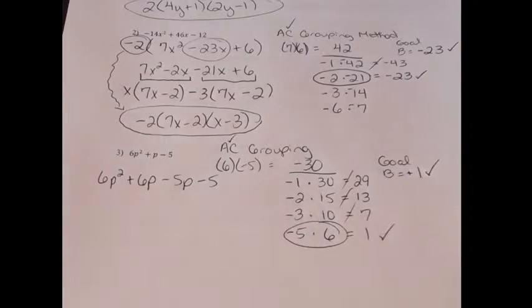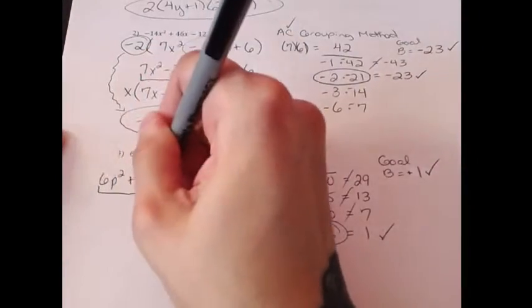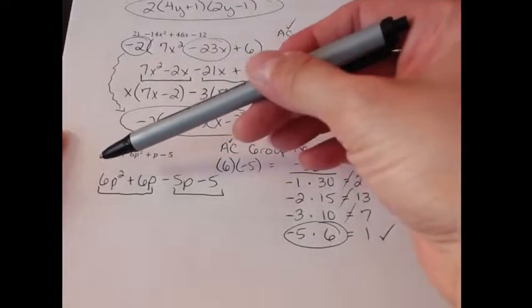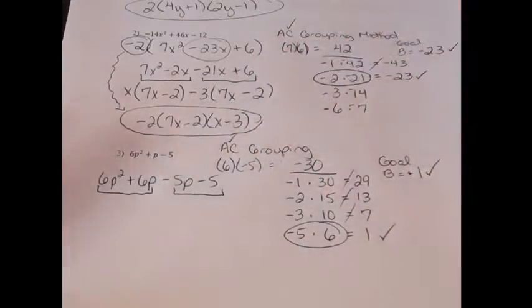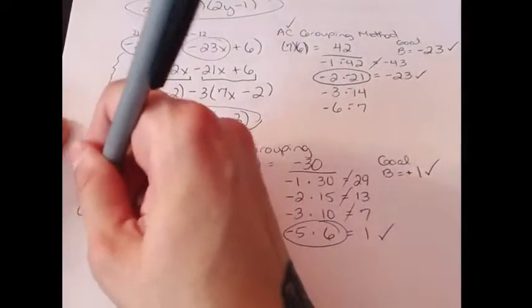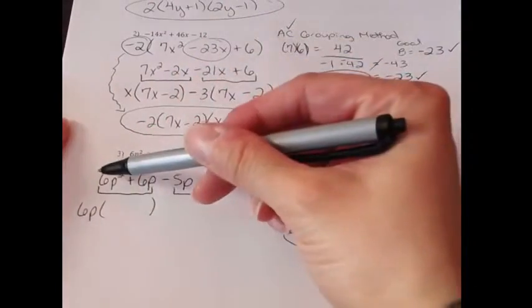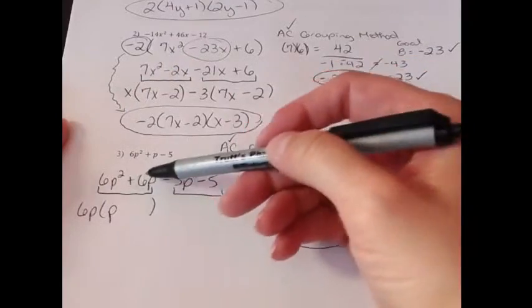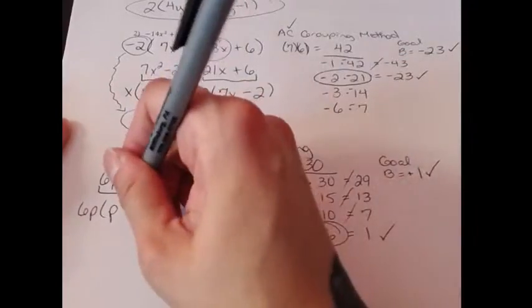Cool. So now let's factor by grouping. We'll look at the first two terms and the last two terms. Out of the first two terms, 6p squared plus 6p, I heard 6p repeat itself. So 6p is my GCF. 6p squared divided by 6p is simply p. A positive 6p divided by 6p is a positive 1.